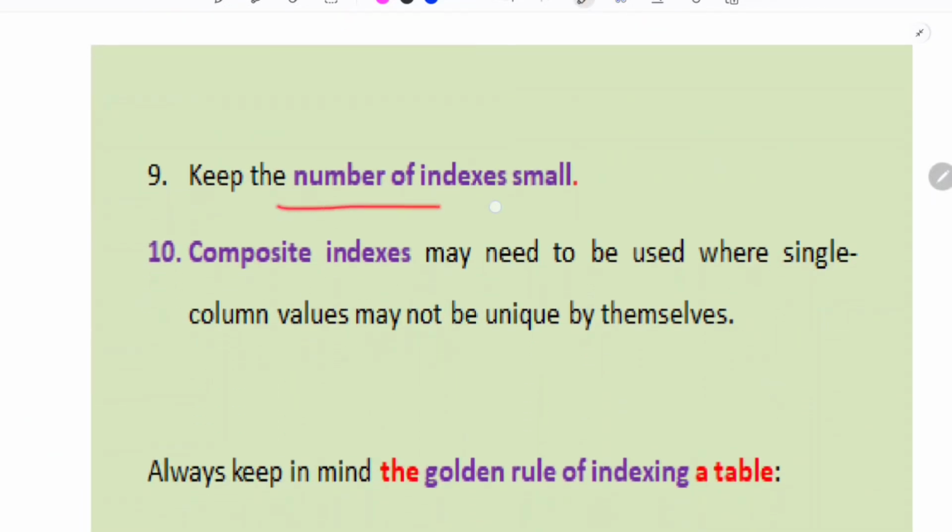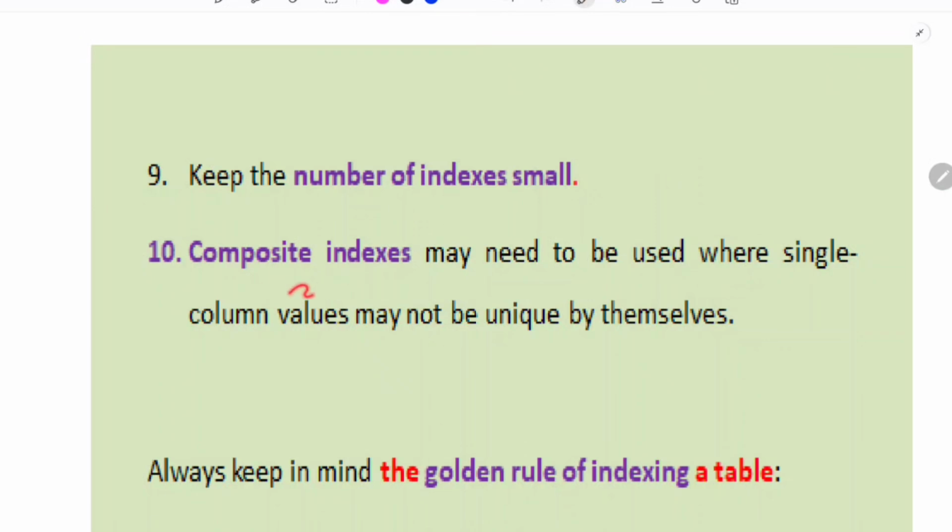Now keep the number of indexes small. In a table, if you have 20 columns, don't make all 18 or 20 columns as indexes. We have to choose only a small number of columns for indexing. It has been shown that tables with a smaller number of indexed columns perform much better in queries compared to a large number of indexed columns.